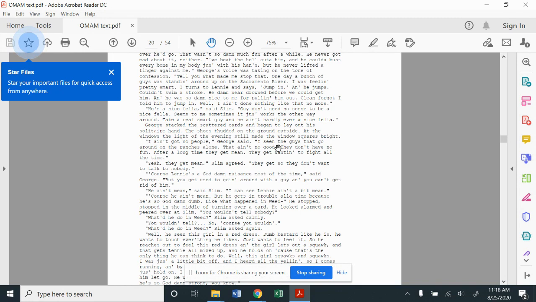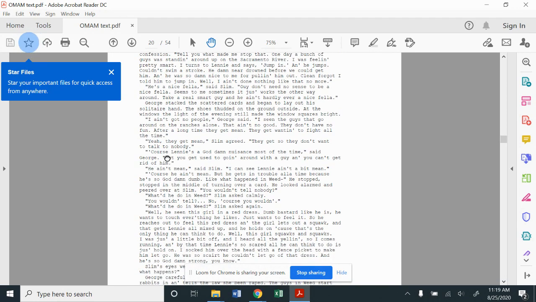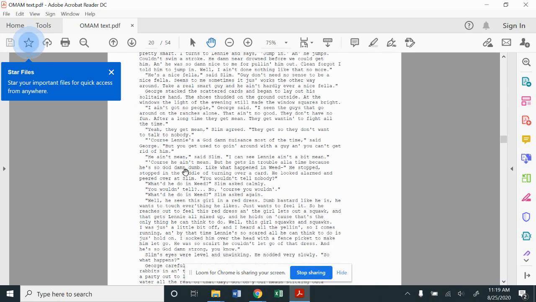Maybe this might coincide with how George feels. Because, of course, Lenny is a goddamn nuisance most of the time. But you once get to going around him, you can't get rid of him. Maybe that describes George's loneliness right there on page 20. That would be a good one for George's loneliness if you want to incorporate that one. He ain't mean. He ain't never been mean.